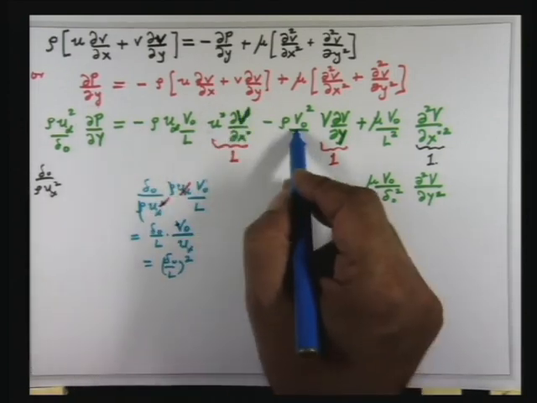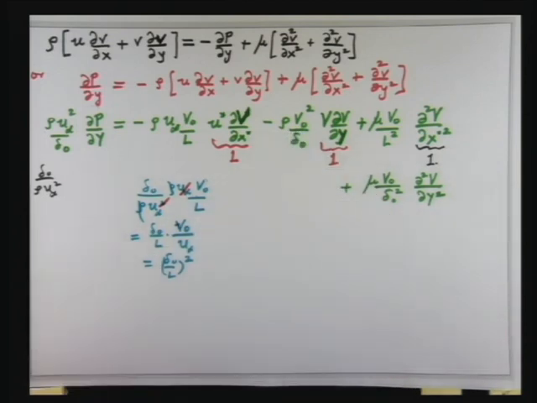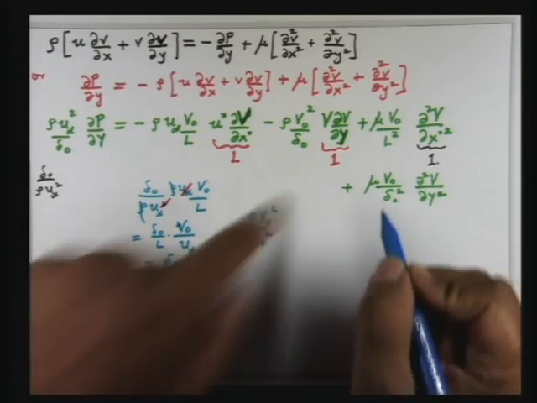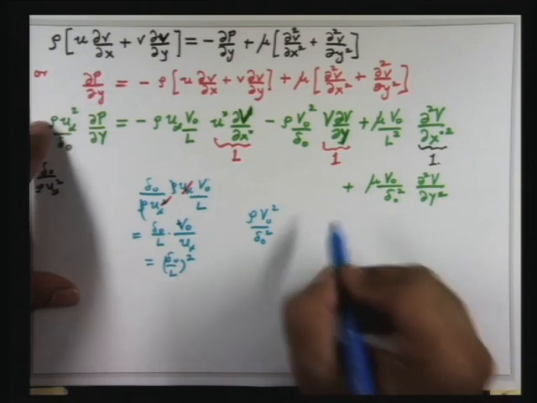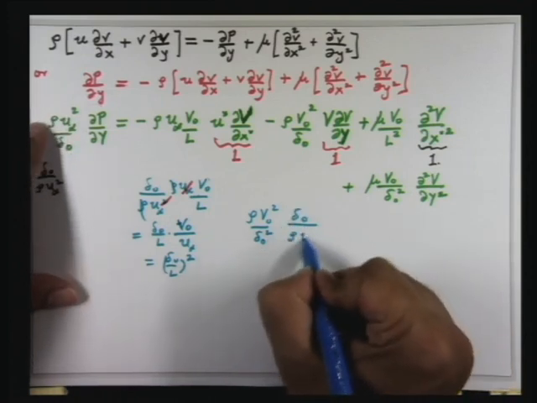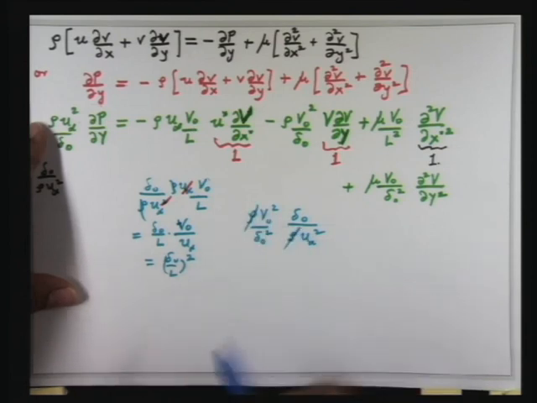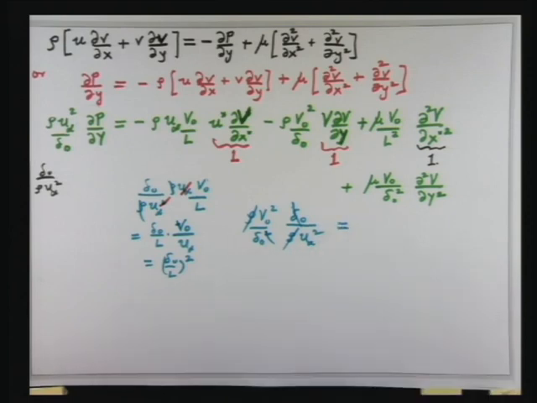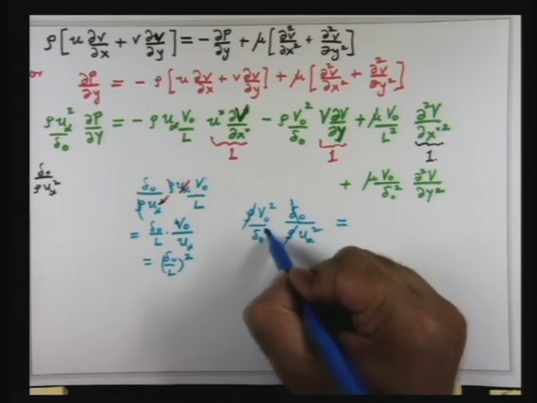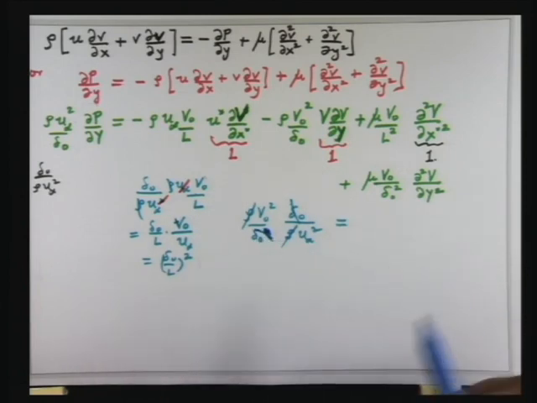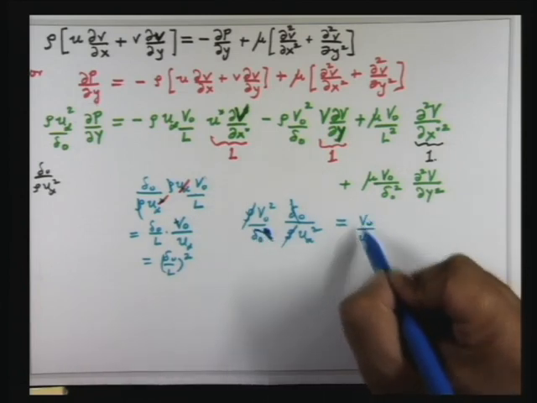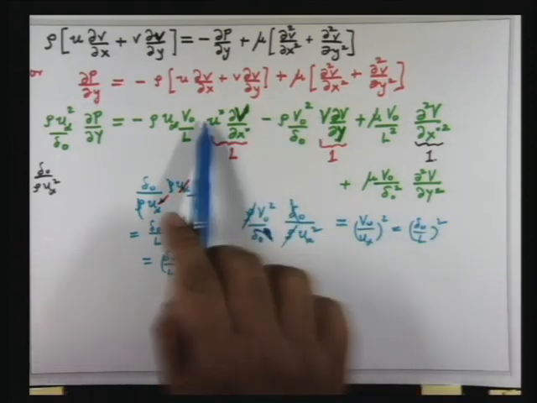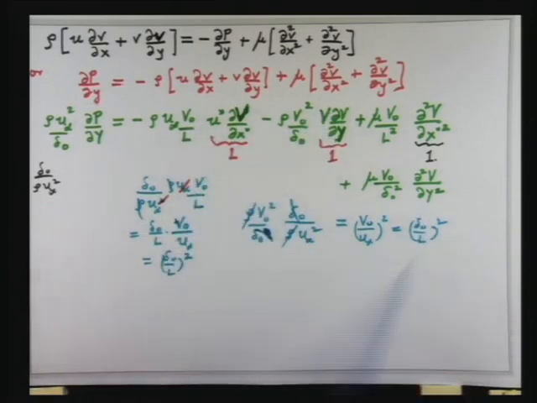Similarly, if I look at this second term, you are going to have rho V naught squared by delta naught, and then you have to multiply by the reciprocal of this factor, which is delta naught by rho u infinity squared. So once again the rho cancels out, and delta naught cancels out. It is V naught by u infinity whole square, which is the same as delta naught by L whole square. So these two terms are of the same order of magnitude, and both are small because delta naught by L is small.